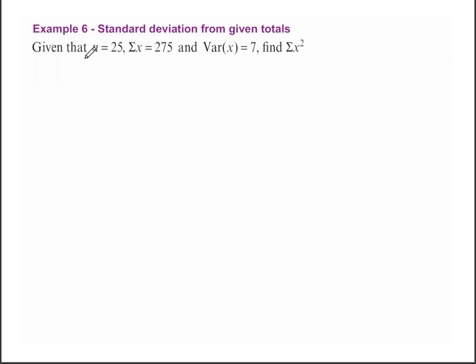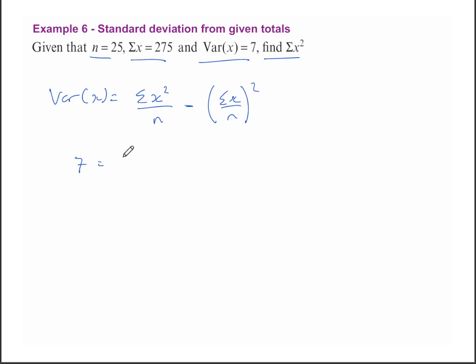In the following example, we're given that n is 25, the sum of x is 275, and the variance is 7, and we are told to find the sum of x squared. Now remember, variance of x is equal to the mean of the squares, so sum of x squared over n, minus the square of the mean, so sum of x over n, squared. The variance we were told was 7, which is equal to the sum of x squared, which we are finding, over 25 minus 275 over 25, squared.